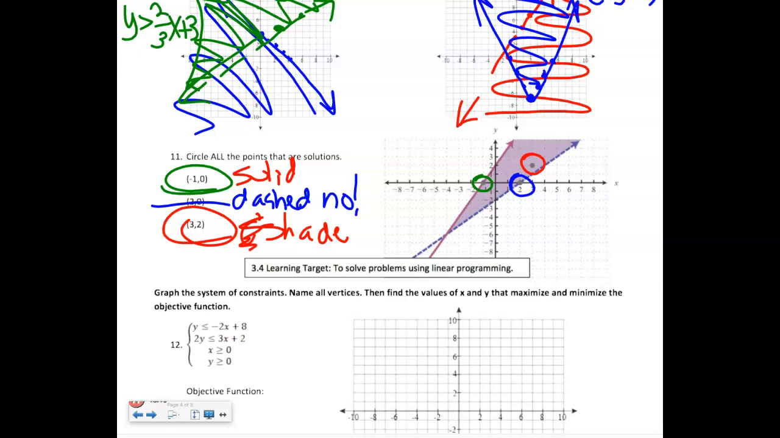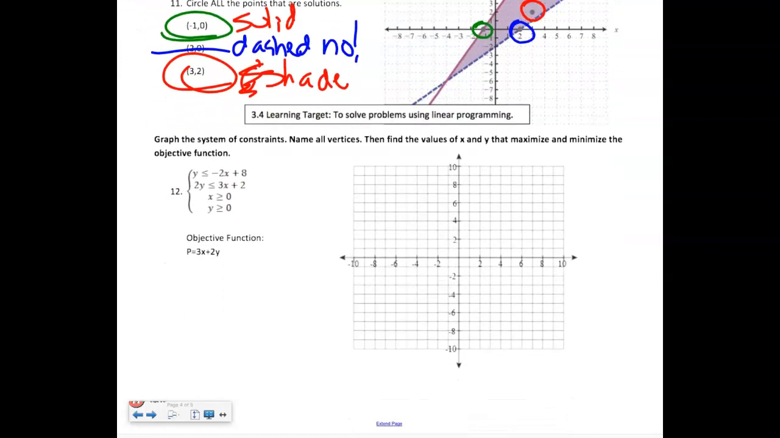Our next 2 problems are what we've been doing the last couple of days. This is our linear programming. Okay. All right, so first of all, before we start this one, reminder there are several things you're going to do. You're going to shade and graph. You're going to find the corners of the shape you're left with, and then you're going to plug them into that objective function to find your max and your min. Okay.